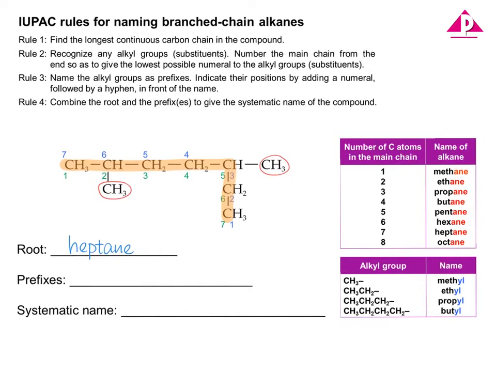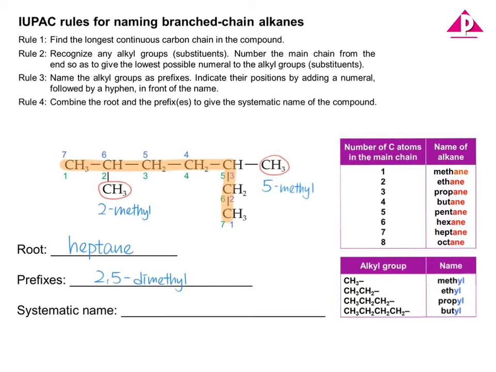If we use the green numbers, the first methyl group comes from the second carbon atom. If we use the blue numbers, the first methyl group comes from the third carbon atom. For this reason, we should use the green numbers. According to Rule 3, the 2 methyl groups are named as 2-methyl and 5-methyl respectively. Since the 2 alkyl groups are the same, we can combine the 2 prefixes and name as 2,5-dimethyl.